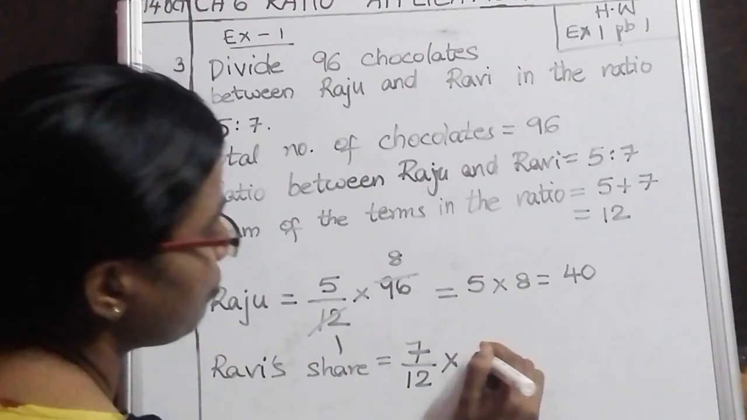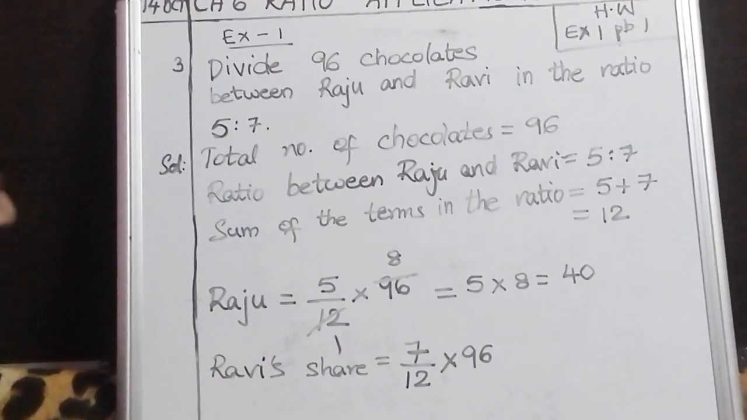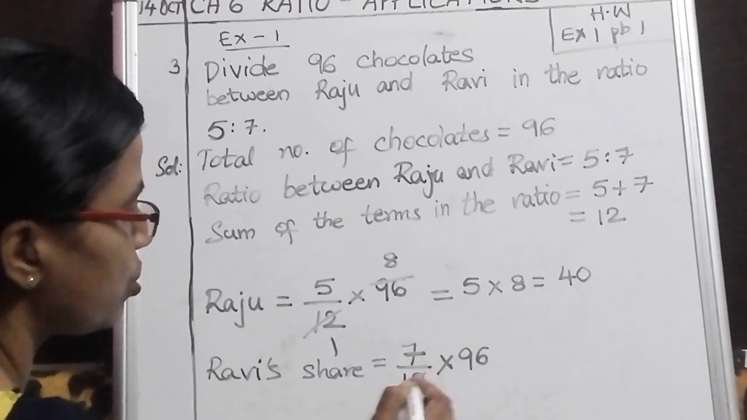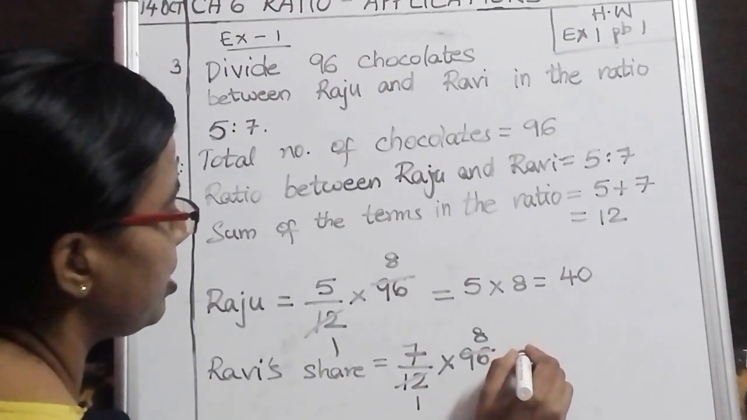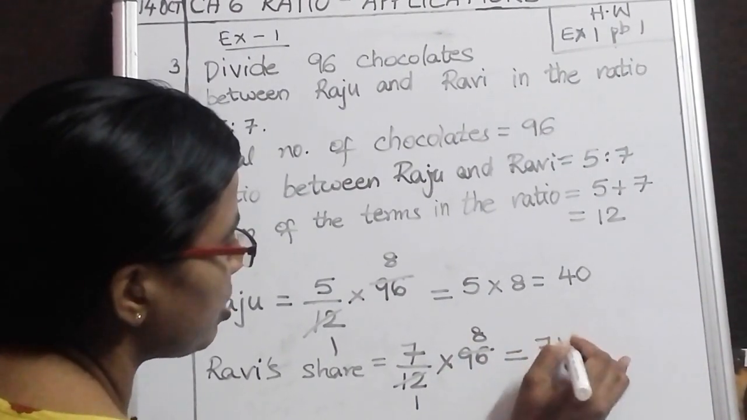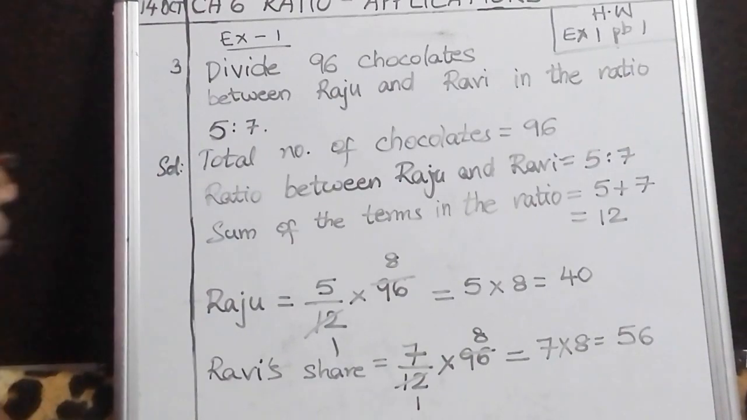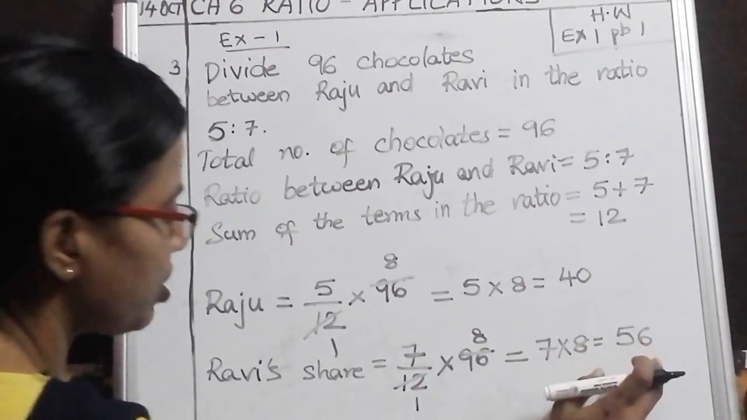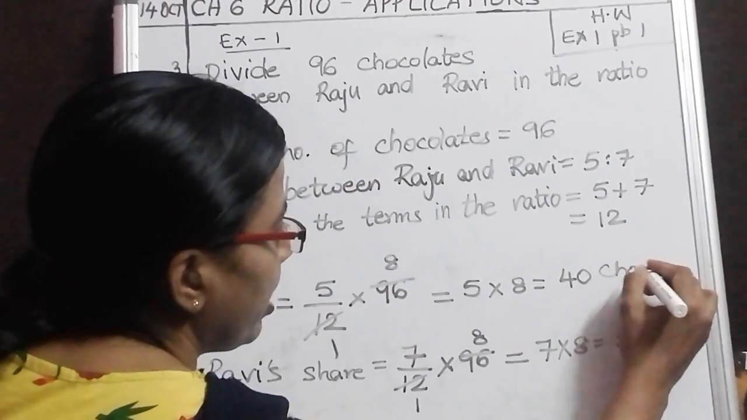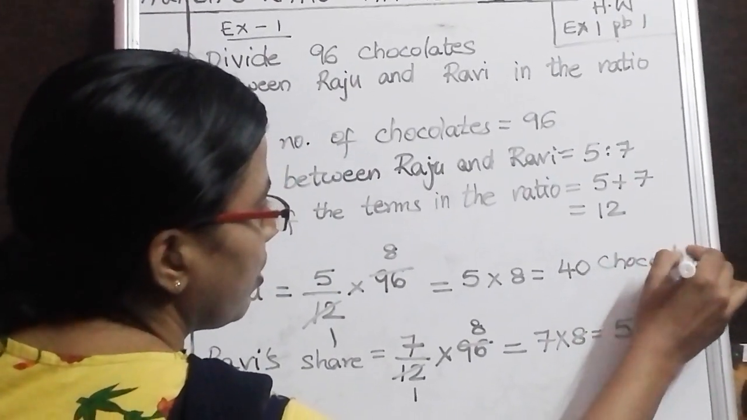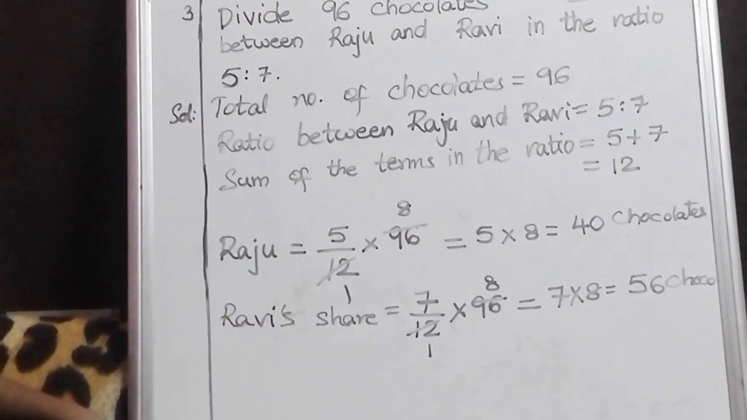And the total number of chocolates are 96. So 12 ones are 12, 12 eights are 96. So 7 eights is how much? 7 eights are 56. So Ravi's share is 56 chocolates. Raju's share is 40 chocolates. Okay, these are also chocolates. You write the complete spelling there.